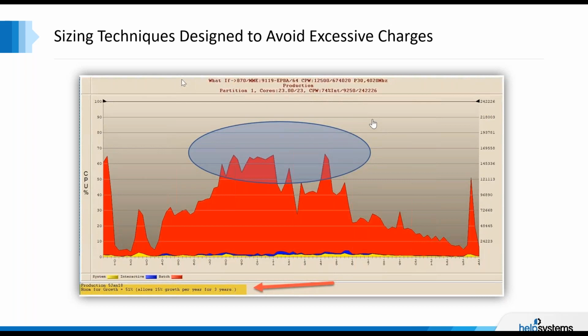But regardless, when we use this product, we need to understand not only the workload, but you need to understand the machine, right? So I'll give you a great example. You'll notice this is an 870, and you see the megahertz is 20 megahertz. So I'll tell you why that's important, right?